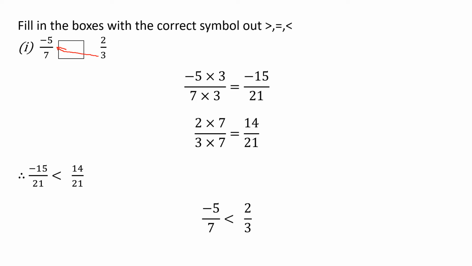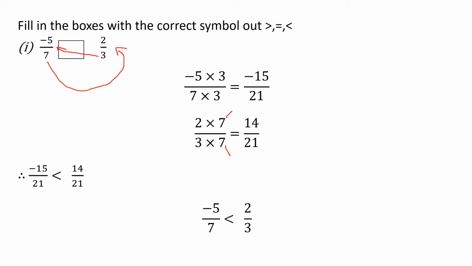Do you remember chapter 2? Just recall it. Just with this 3, you multiply the numerator and denominator. So minus 5 into 3 and 7 into 3. So with this 7, you want to multiply this term. So 2 by 3, numerator will multiply by 7, denominator also will multiply by 7.